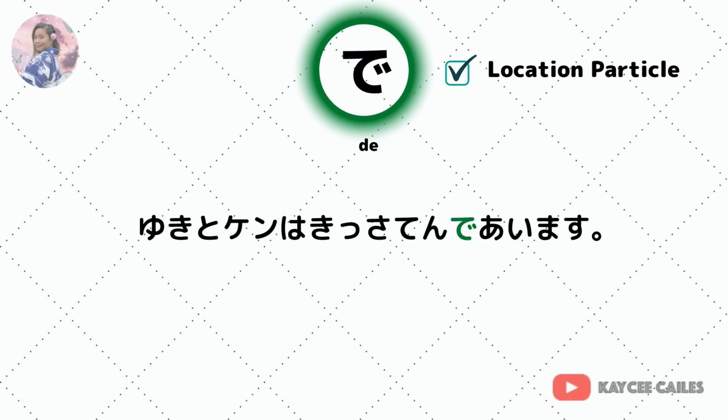Yuki to Ken wa kiseten de aimasu. Yuki to as our connecting particle. Yuki to Ken as our subject, followed by wa, and kiseten, meaning coffee shop, is the location of the action. De is our particle that marks the location. Aimasu is the verb. Yuki to Ken wa kiseten de aimasu. Yuki and Ken meet at the coffee shop.